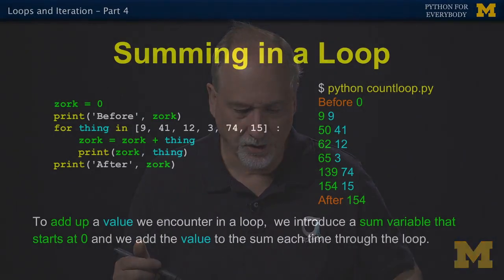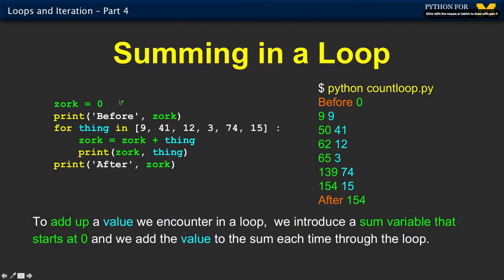So that's counting. The next thing we're going to do is total up a series of values. In this case, we're going to total them up, which makes a little more sense now. We're going to have another variable, Zork. I would probably call this total. During the loop, it'll be the running total, and at the end of the loop, it will be the total. So total equals 0 before. That's the running total of what we've seen.